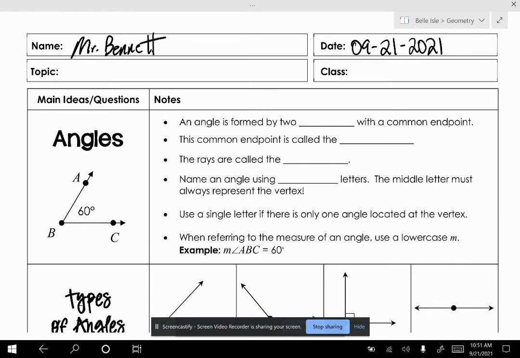Right? Don't have a seizure. Just shake your head yes. Okay, there we go.